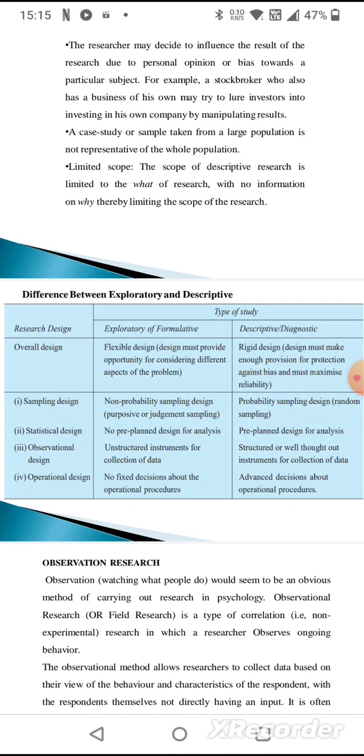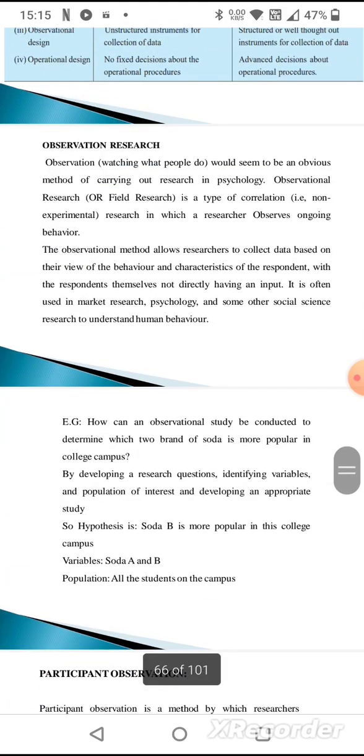At the end of this module, we'll be able to learn the differences between exploratory, descriptive, causal, conclusive and all, so that you will be able to write exactly. If they give three topics altogether to write the differences, then you should be in a position to write out the differences.